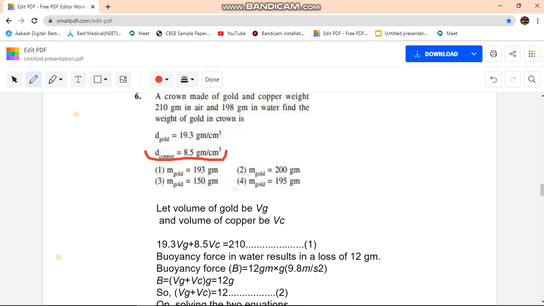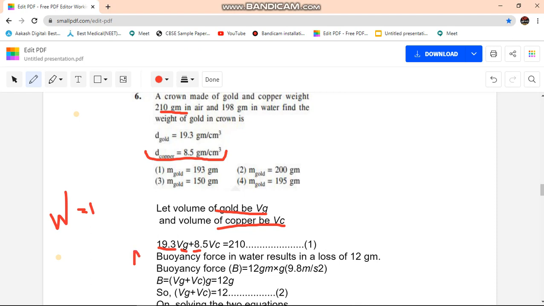So friends, we will suppose the volume of gold be Vg and the volume of copper be Vc. We have been given the total weight of this crown in air. Weight, or mass, is equal to density into volume. So we have the total weight of both the elements. Adding them both, 19.3 into volume of gold plus 8.5 into volume of copper. And friends, this point is to be noted.